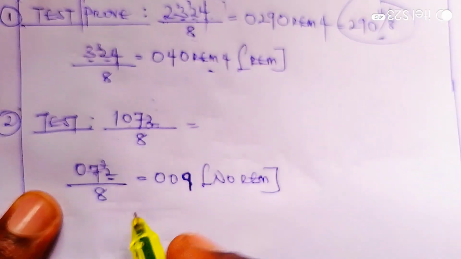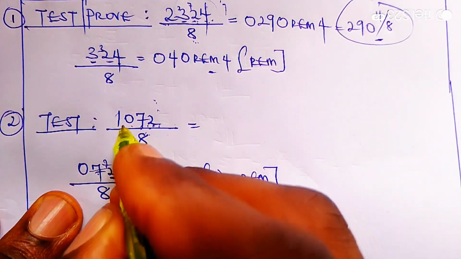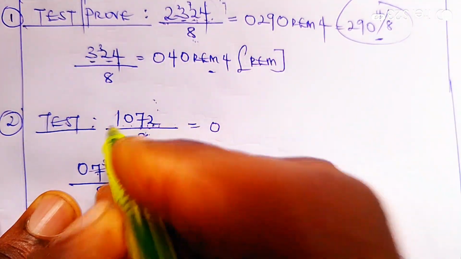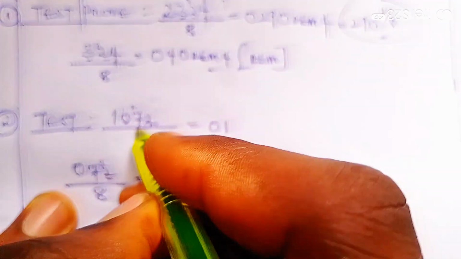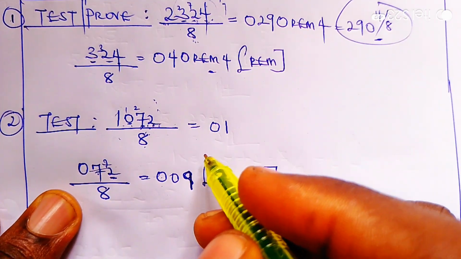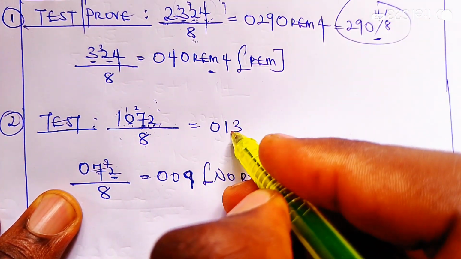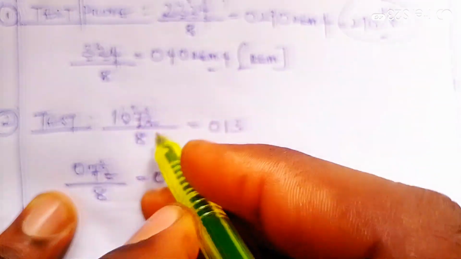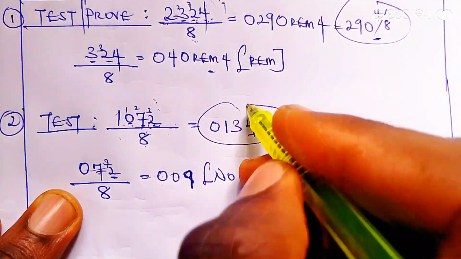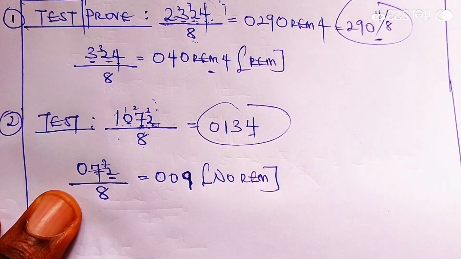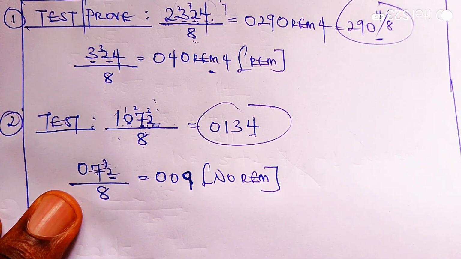So let's do our division one at a time. 8 into 1 is 0, remainder 1. 8 into 10 is 1, remainder 2. 8 into 27 is 3, 24, remainder 3. 8 into 32 is 4. There is no remainder. So that's how to get to know if 8 divides the number. Bring out the last 3 digits and use your 8 to test it.